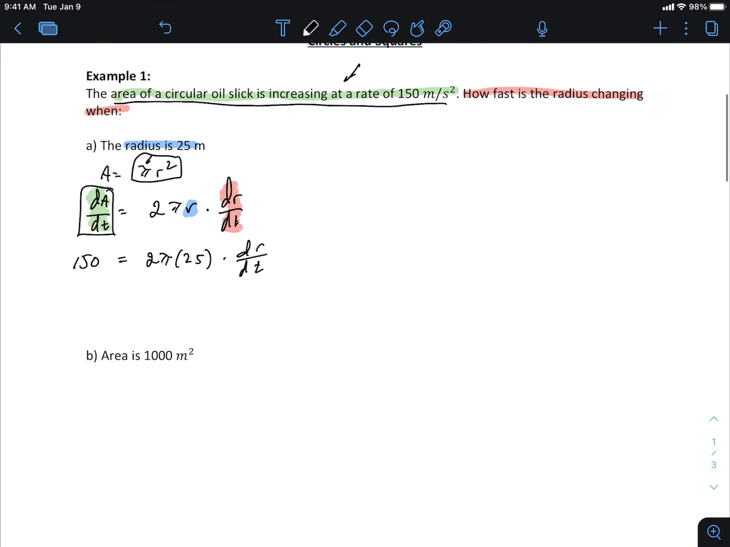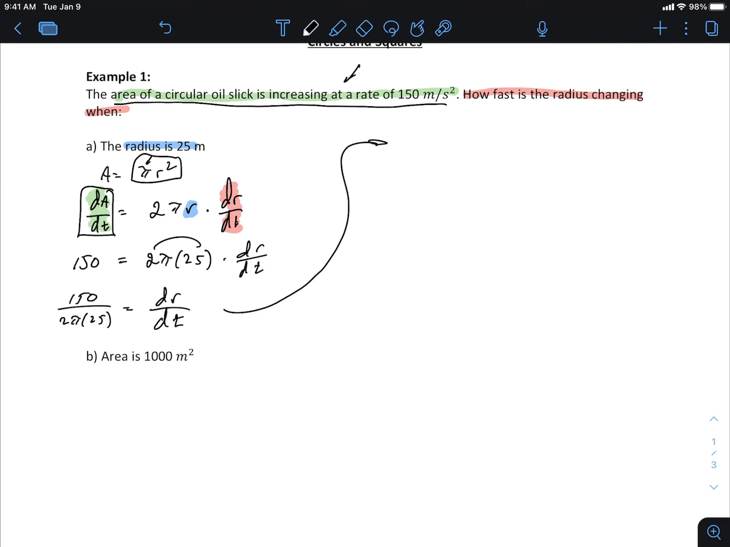Okay, and now I could divide both sides by 2 pi, or 50 pi, I suppose, right? 2 times 25 is going to be 50 pi. So I could say 150 divided by 2 pi times 25 will equal the rate of change of the radius. I could type that into my calculator and find out that dr by dt is going to equal 3 over pi meters per second.